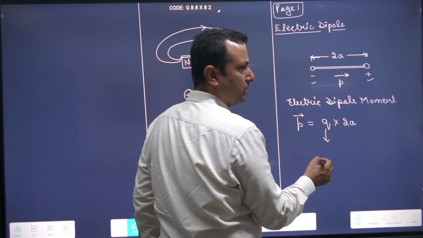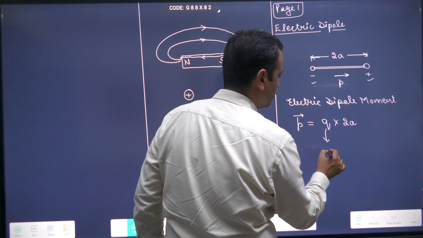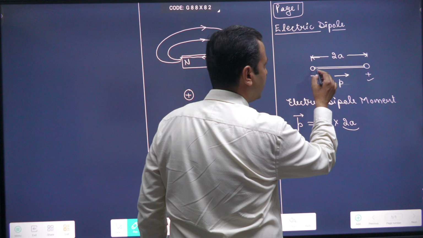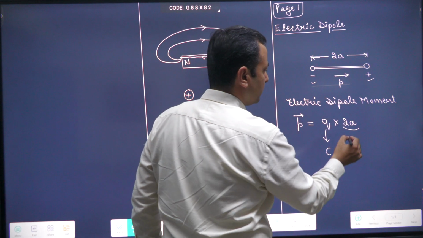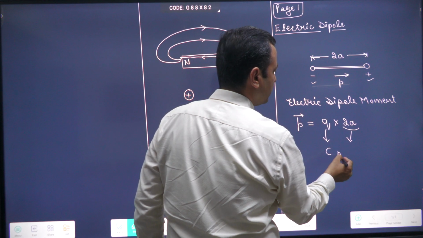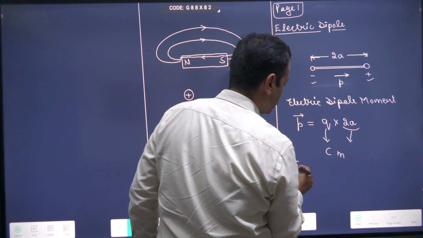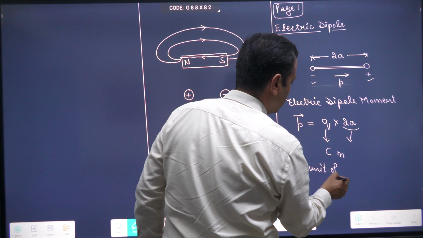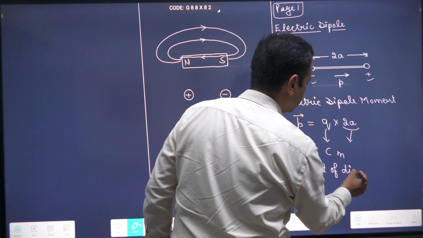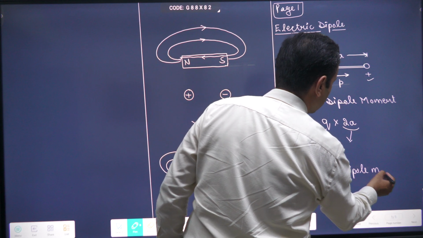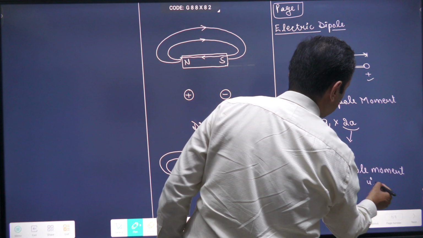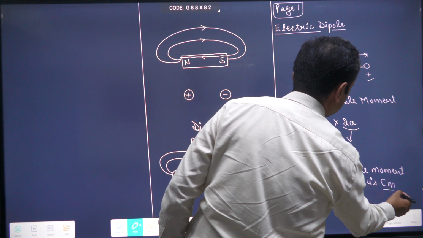The unit of q, charge, is coulomb, C. And 2a is length. What is the unit of length? Unit of length is meter. So the SI unit of dipole moment is coulomb meter.